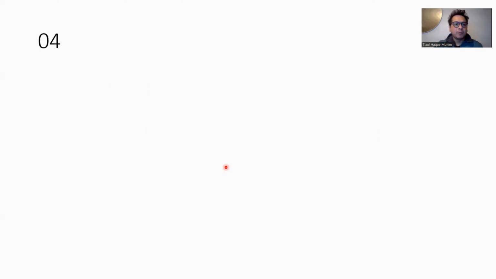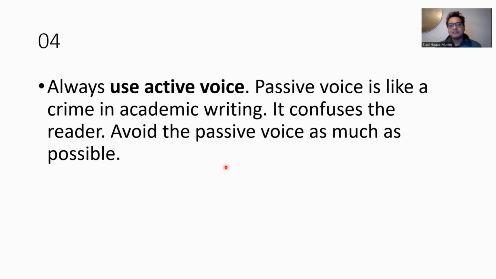So tip number 4, always use active voice. Try to avoid passive voice as much as you can. It's like a crime in academic writing, and it often confuses the reader. So avoid passive voice and write in active voice as much as possible.